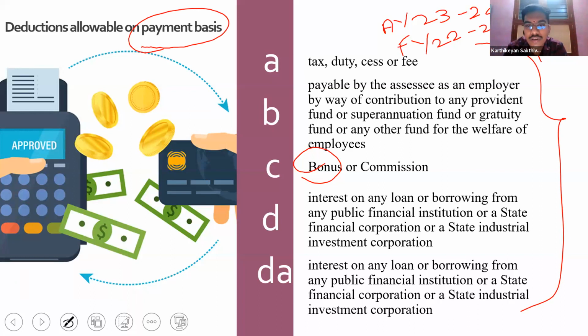However, for those following the accrual basis of accounting, if these payments are not paid as of 31st of March, they should be paid before the 139(1) due date for them to be claimed. If the payment is not made within the 139(1) due date, it will be disallowed in the current year and can be claimed in the further years.